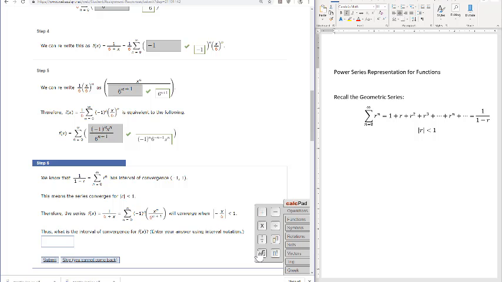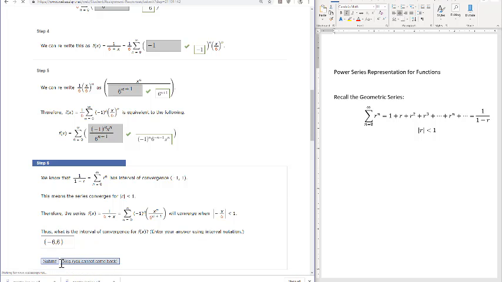And then when you finally multiply by 6 on both sides, you'll get -6 on the left side and then +6 on the right side. Now it's not going to converge at the endpoints, and so we're going to have open parentheses here.